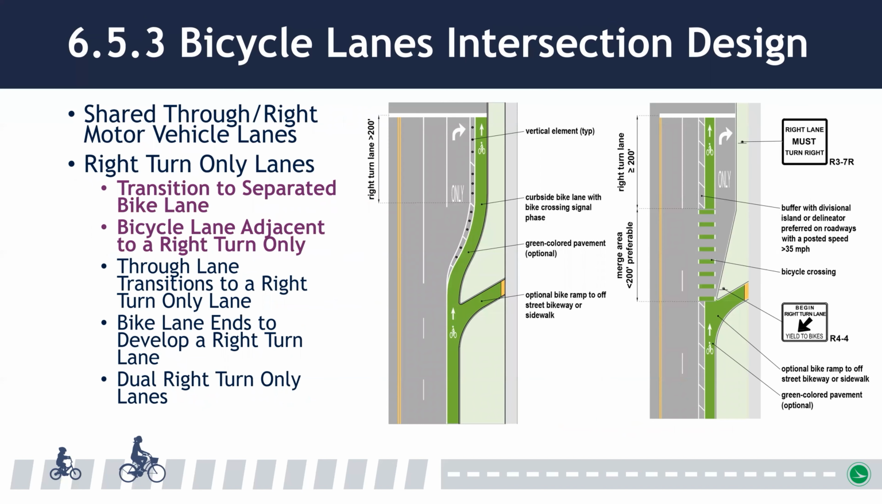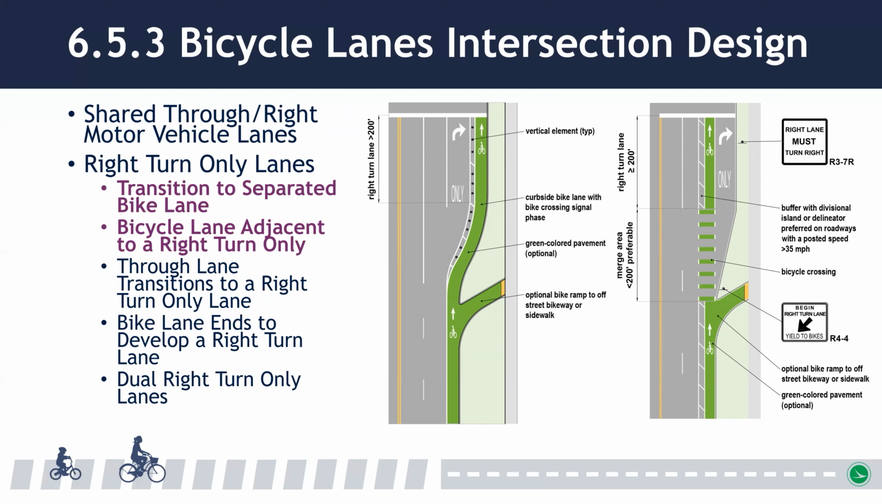When right turn only lanes are provided for motorists, the MDG covers 5 possible configurations to address these conditions. Some of these scenarios will have multiple alternatives, so the guide provides designers with some context criteria to determine which treatment is most appropriate for their condition.